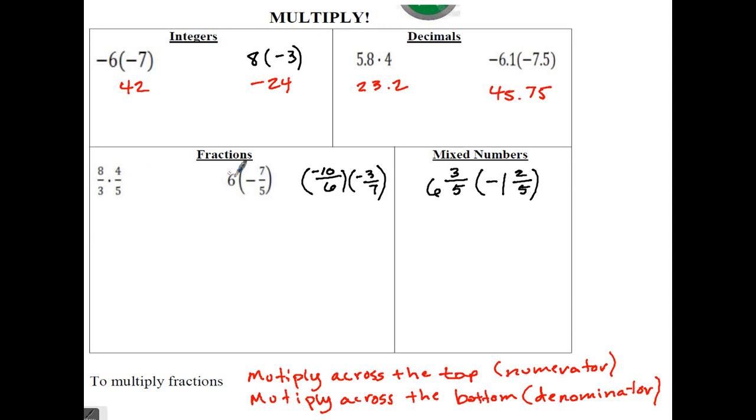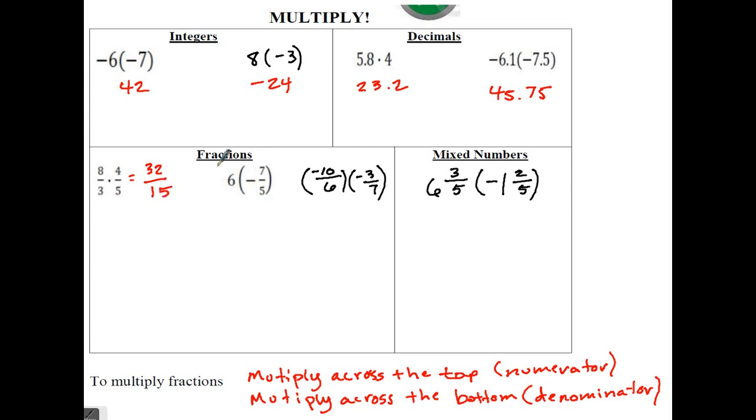Let's look at fractions, but before we do that, let's look at this down here. To multiply fractions, multiply across the top, which is the numerator, and multiply across the bottom, which is the denominator. So let's look at this example right here. You have 8/3 times 4/5. All we need to do is multiply across the top. So we're going to multiply 8 times 4. That's going to give us 32. And we multiply across the denominator. 3 times 5 is 15.